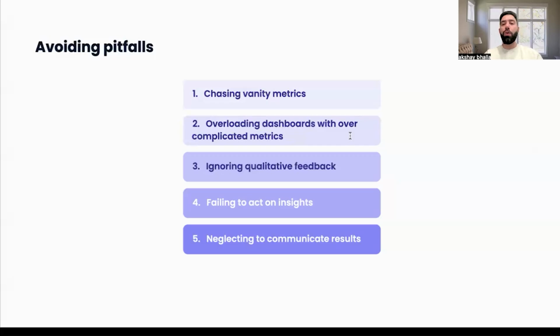Next is ignoring qualitative insights. What I mean by that is the metrics and the data that we collect are very helpful and very essential. However, they do not tell you the whole story. Quantitative data tells you what's happening, but the qualitative insights that you have collected via user interviews or support tickets often reveal why the user is behaving or using your product the way they are.